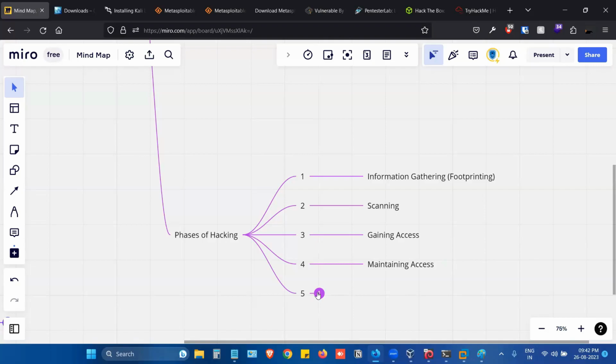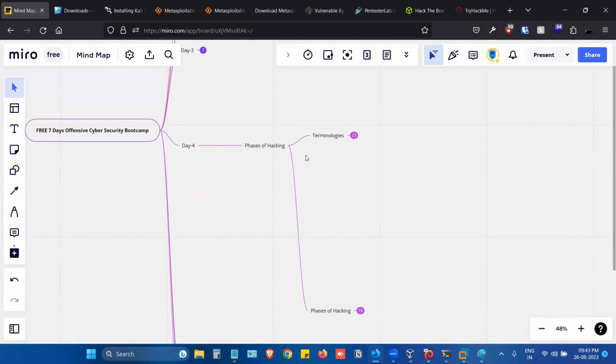Let's talk about the last phase, that is clearing tracks. In this phase, we are going to clear all the activities we have performed from the first phase to the last phase, that is maintaining access, so that in future, if an investigation happens, they will not be able to figure out how the attacker entered, because we have already cleared our footprints. So it would be difficult for them to completely analyze and investigate the attack. So this is about the phases of hacking. These are the 5 steps that we perform while doing any activity. Okay, so these are the main 5 steps.